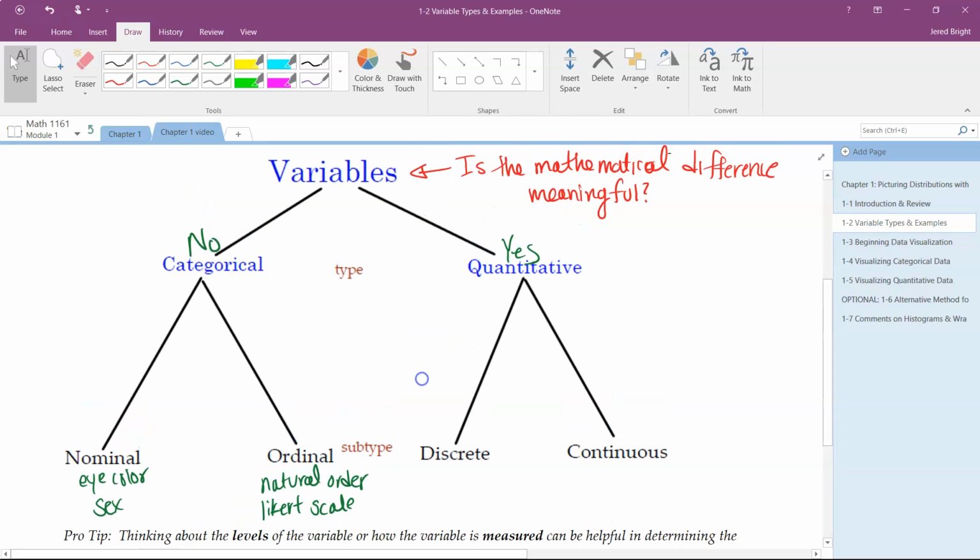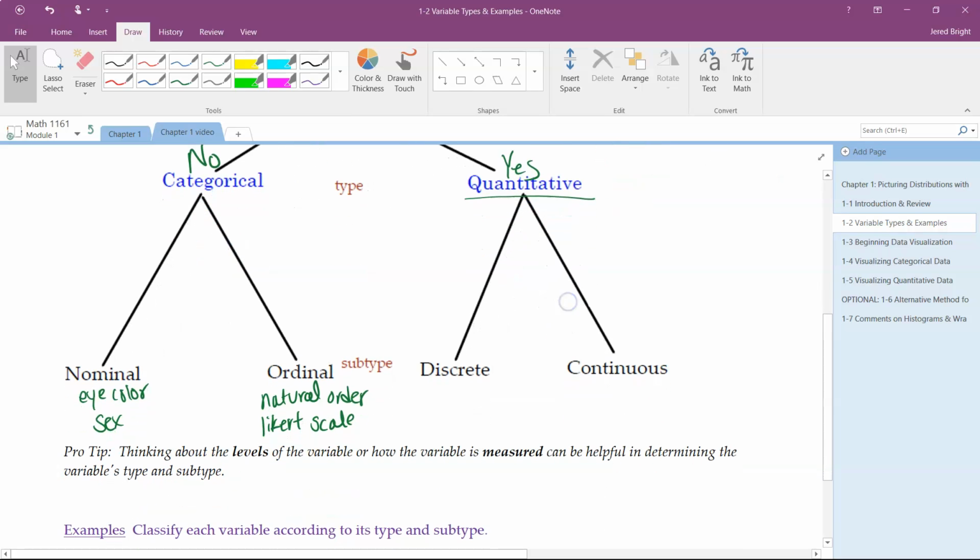Now quantitative, I'm just going to say the textbook stops at quantitative. It does not include the subtypes. I like thinking about the subtypes just because it does help when you're visualizing it a little bit. Discrete is something that you can count. It has a natural progression of 1, 2, 3, 4, 5. And continuous would be anything that exists as a range of values on an interval.